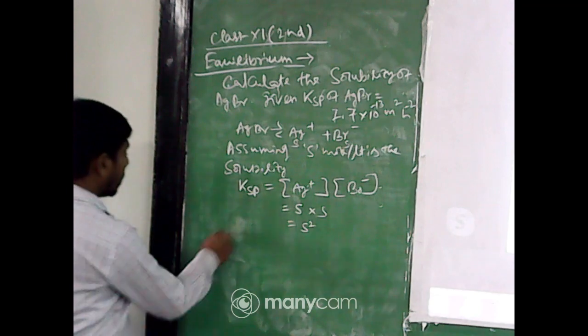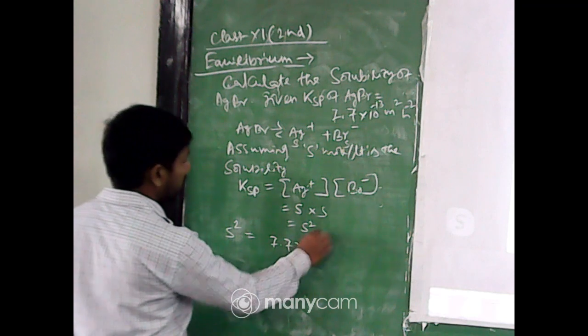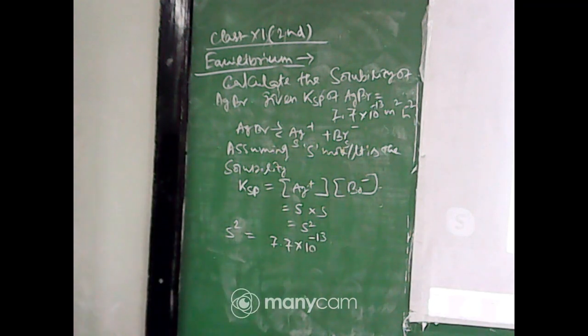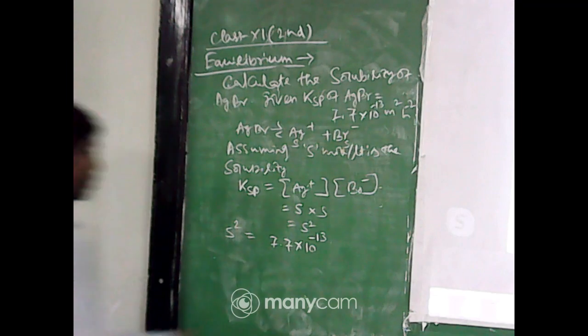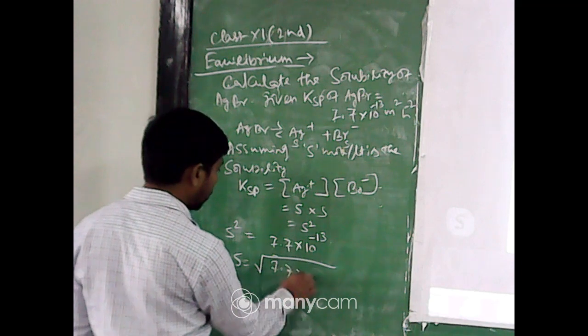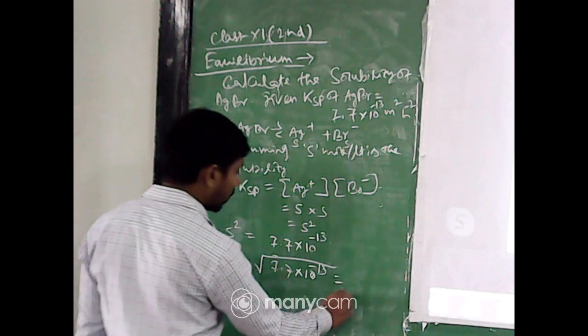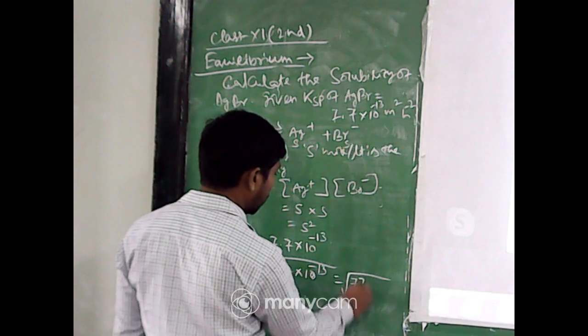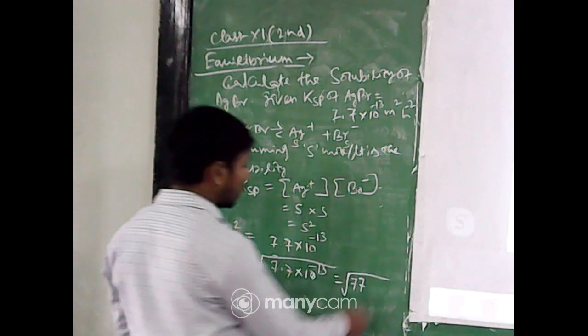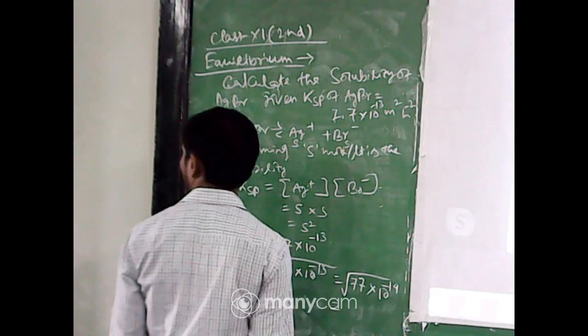Now, the data is given: S square is equal to 7.7 into 10 to the power minus 13. Now, the square root of this value will give the answer. S equals root of 7.7 into 10 to the power minus 13. For simplifying this, how can we simplify it? Write it as 77, so it will be 10 to the power minus 14. So, 77 into 10 to the power minus 14.